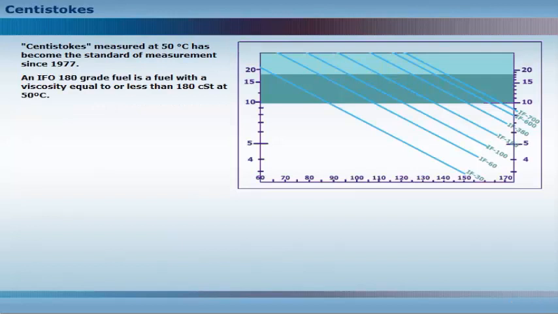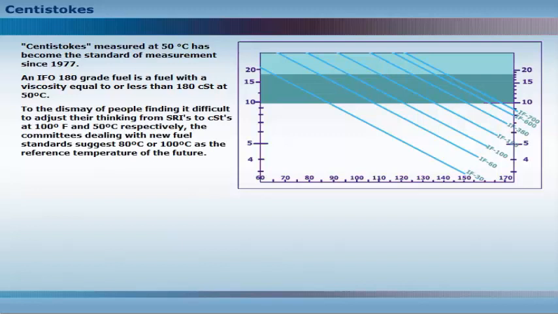Centistokes, measured at 50 degrees Celsius, has become the standard of measurement since 1977. An IFO 180 grade fuel is a fuel with a viscosity equal to or less than 180 centistokes at 50 degrees Celsius. To the dismay of people finding it difficult to adjust their thinking from seconds redwood to centistokes at 100 degrees Fahrenheit and 50 degrees Celsius respectively, the committees dealing with new fuel standards suggest 80 degrees Celsius or 100 degrees Celsius as the reference temperature of the future.